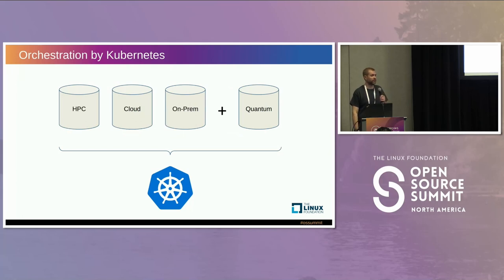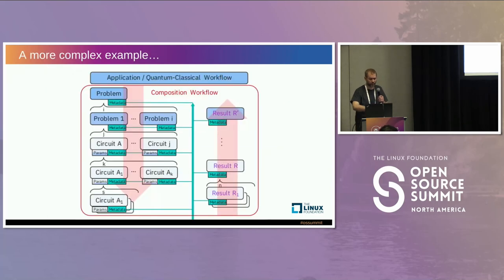Quantum's a type of heterogeneous compute. We can add that into the mix. And so it just becomes another type of compute resource that we can use in the jobs that we're building and running via Kubernetes.